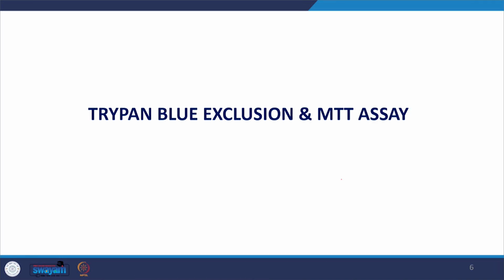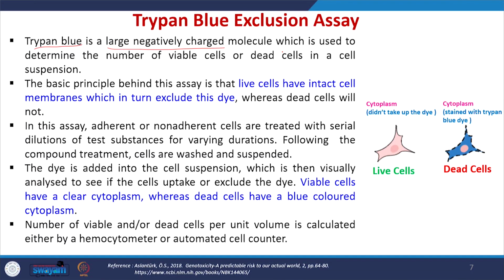Let us see the trypan blue exclusion and MTT assay in more detail. The first one is the trypan blue exclusion assay. Trypan blue is a large negatively charged molecule, and it is used to determine the number of viable or dead cells in a cell suspension. The principle of this assay is that live cells have an intact cell membrane, which in turn excludes the dye. As I told earlier, the live cells have an intact cell membrane, so they won't take up the dye, whereas dead cells have a ruptured cell membrane. They will take up the dye and the cells will become blue in color.